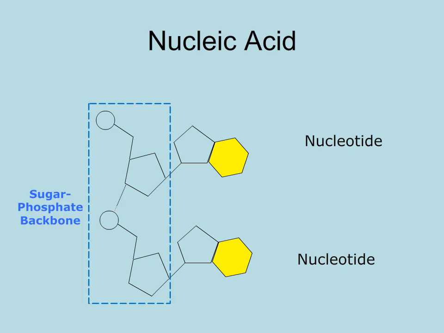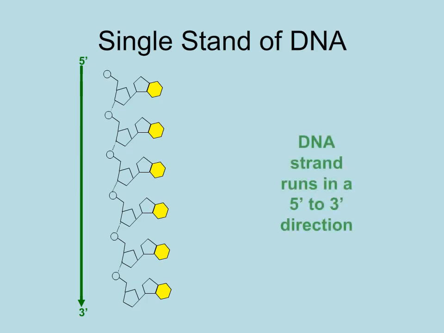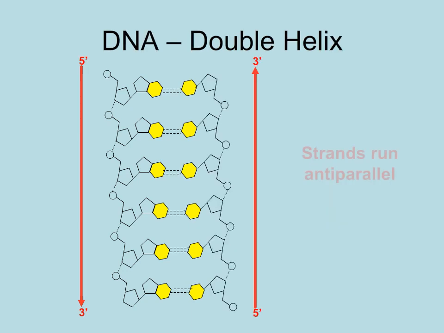The sugar and phosphate form the sugar-phosphate backbone of the nucleic acid. The bases are not part of the backbone and can form bonds with other nucleic acid strands. Nucleic acid strands such as DNA run in a 5' to 3' direction based on the sugar orientation. DNA is double-stranded, so the other strand must run in the opposite direction for the bases to properly interact. We say the strands run anti-parallel to one another.